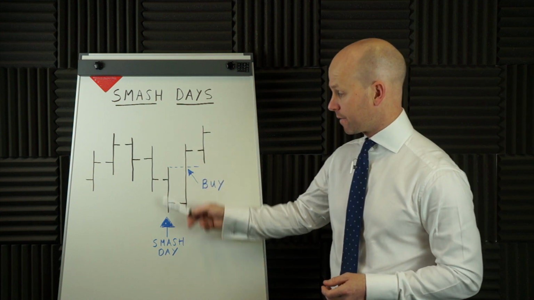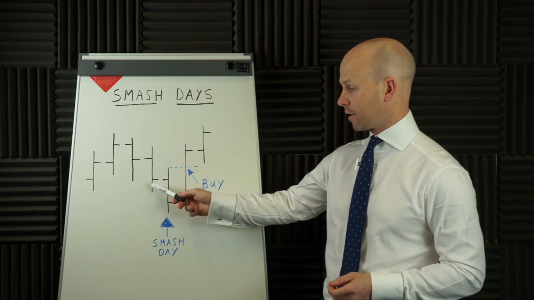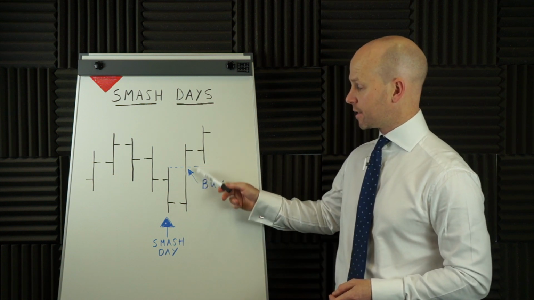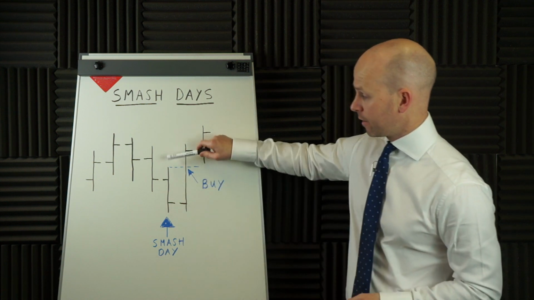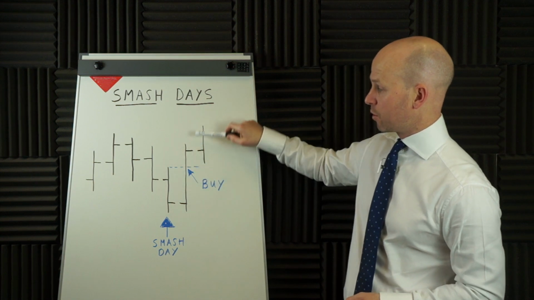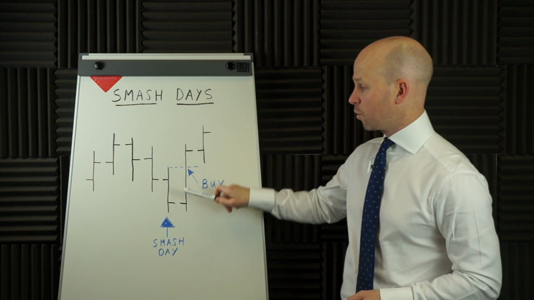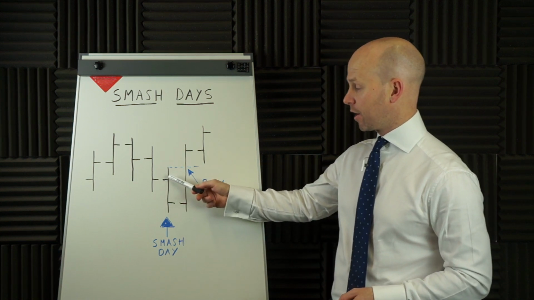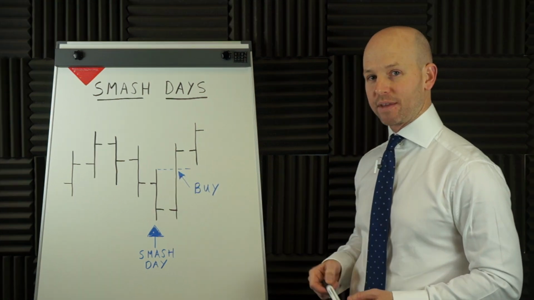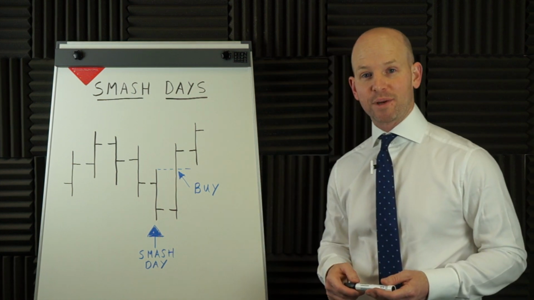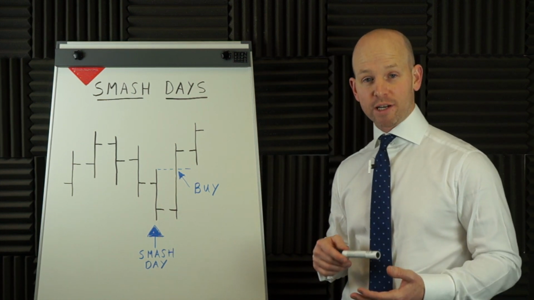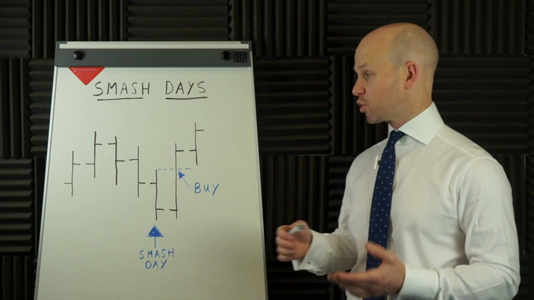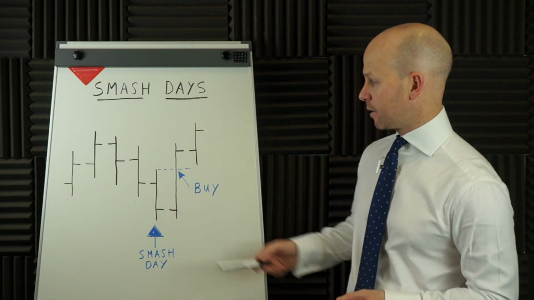Once we've identified that smash day with the close lower than the low of the previous day, then we're looking to trade the very next day if the high of the smash day is broken to the upside. So as soon as we see that, we place a buy stop order at the high of the smash day bar. And this is pretty much like a false breakout, because quite often when we're trading breakouts into trends, we're looking to buy new highs or short new lows. And that's exactly what's happened here, isn't it?